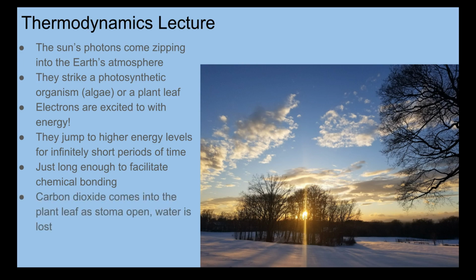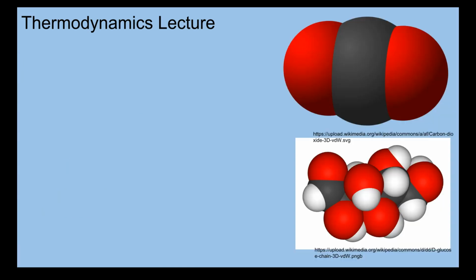So what happens? The carbon dioxide comes into the plant leaf as the stomata open. The photons are striking the leaf surface. Water is lost at this time. So this small little molecule, the carbon dioxide, enters the plant. This is the carbon that makes sugars, that fuels basically all of biological life on the planet. So carbon dioxide is a source of carbon that makes sugars.